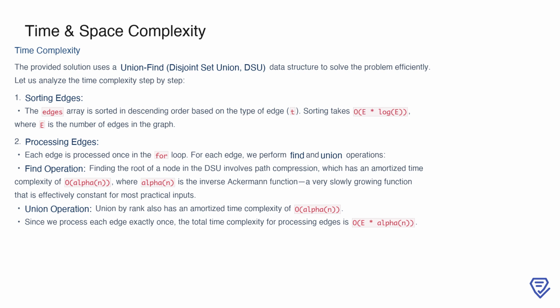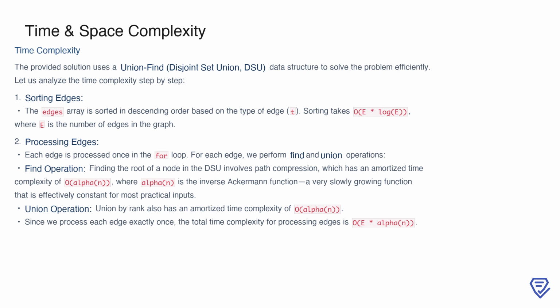First, we need to sort the edges based on their type, which is done in descending order. Sorting the edges array takes E * log E time, where E represents the number of edges. Next comes the processing of edges. Each edge is processed exactly once in the for loop, and for each edge, we perform find and union operations.